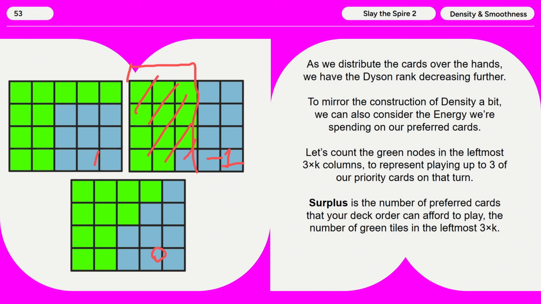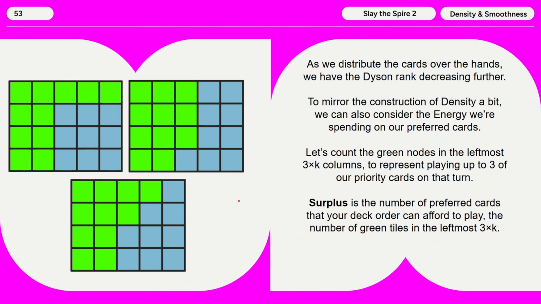We'll define a new term here, surplus. Surplus is the number of preferred cards that your deck order can afford to play. So that's like the number of green tiles in the leftmost 3 columns here. So here in this arrangement, we get to play all 11 of our cards because they're all to the left of this 3. This one here, though, we only get to play 9 of our cards. This one here, we get to play 10 of our cards.